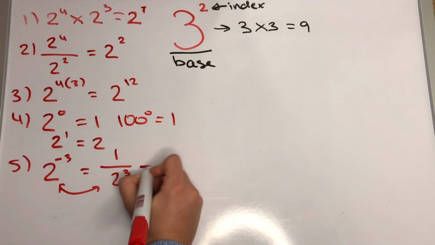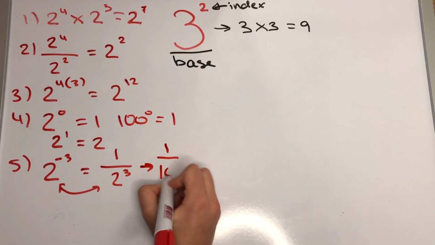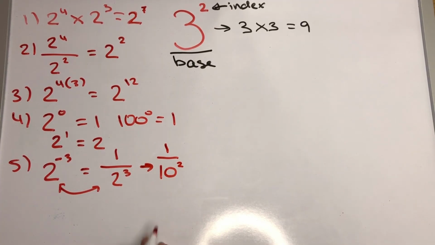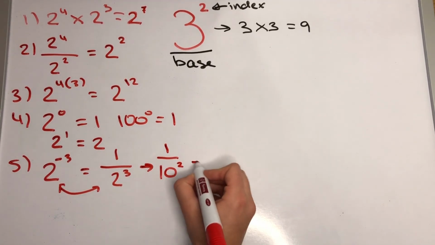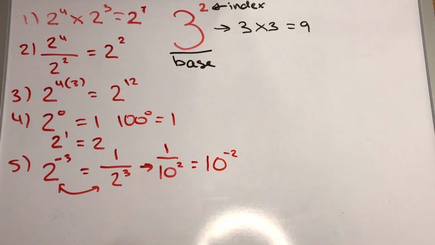Say for example, as I said, it works both ways. If I have 1 all over 10 raised to the power of 2, and the question's asking, write this with a negative index, it will be 10 raised to the power of minus 2, because it works both ways.